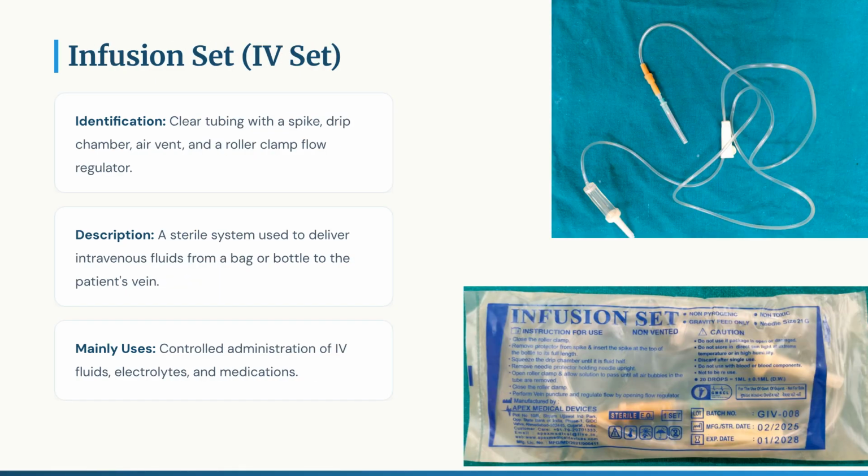The infusion set, or IV set, is a sterile system used to deliver intravenous fluids. It includes a drip chamber and a roller clamp for controlled administration of IV fluids and medications.